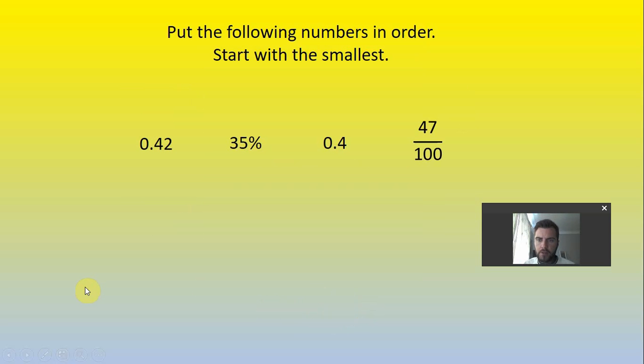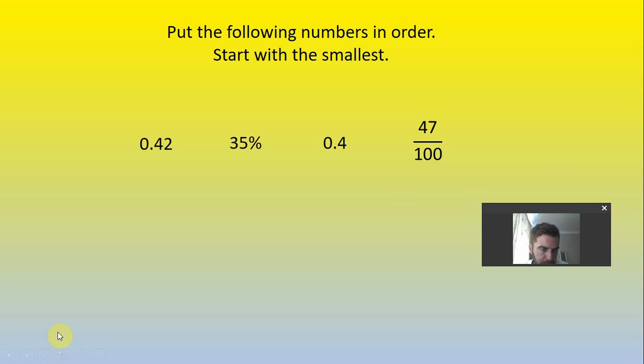Okay, now what I'd like you to do, so get your paper and pencil at the ready, is put the following numbers in order. So start with the smallest. So we have 0 and 42 hundredths as a decimal, 35%, 0.4 or 0 and 4/10, and 47 hundredths. So pop them in order from the smallest, please. Pause video here and have a go.